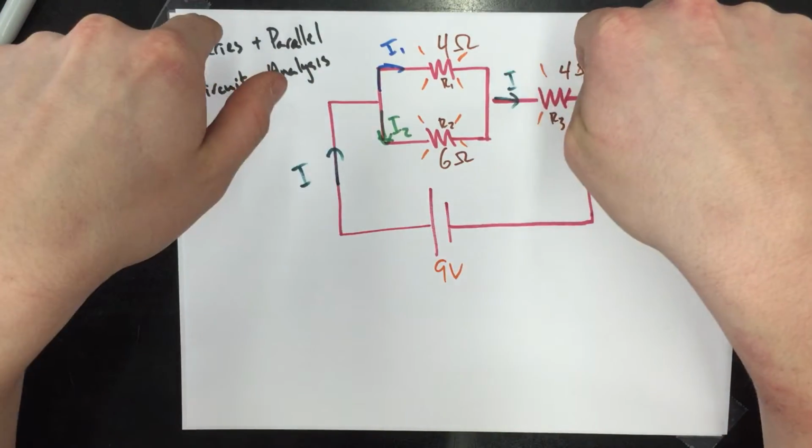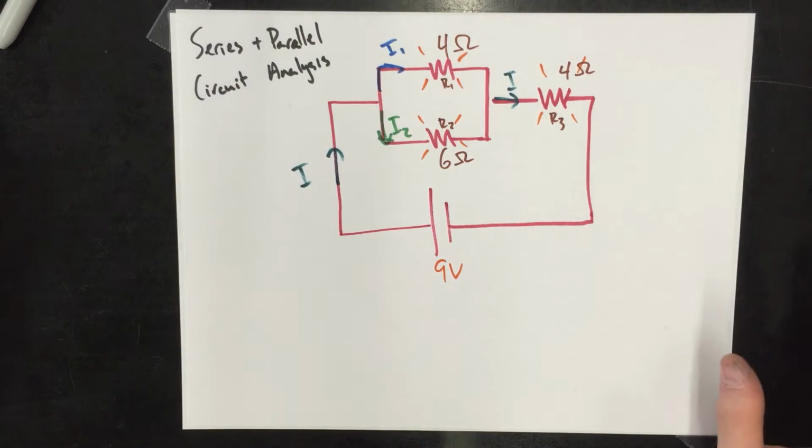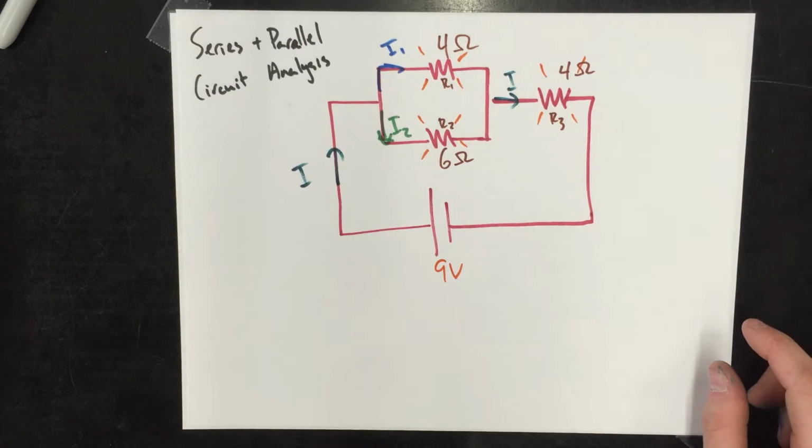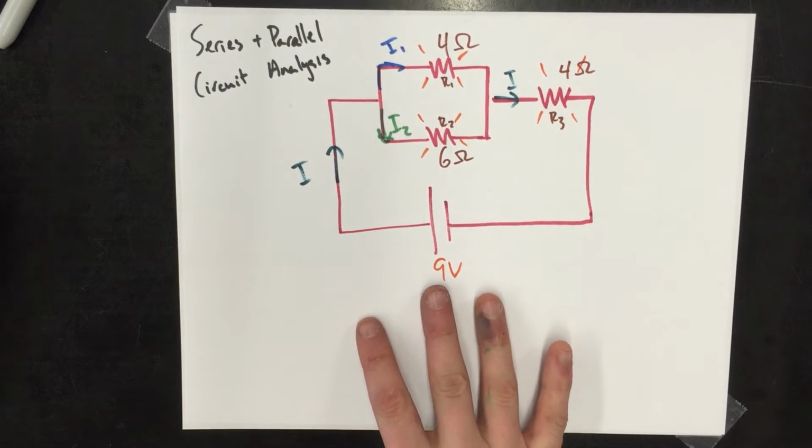All three of these resistors are light bulbs, and I am trying to think about which of these light bulbs would be the brightest, which would have the largest amount of current flowing through them, given this circuit.